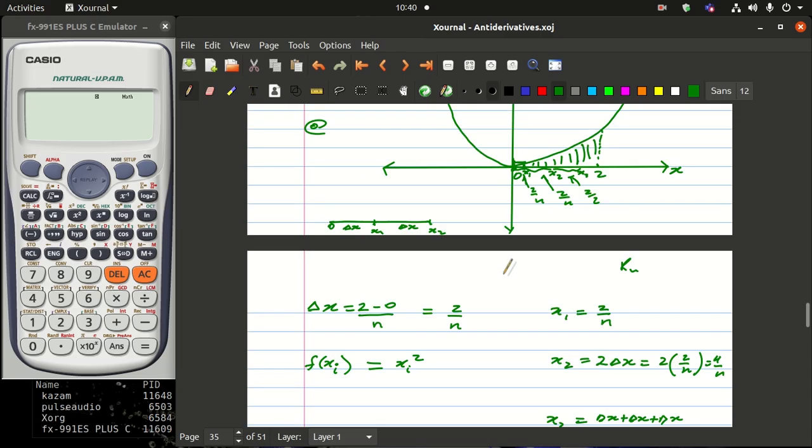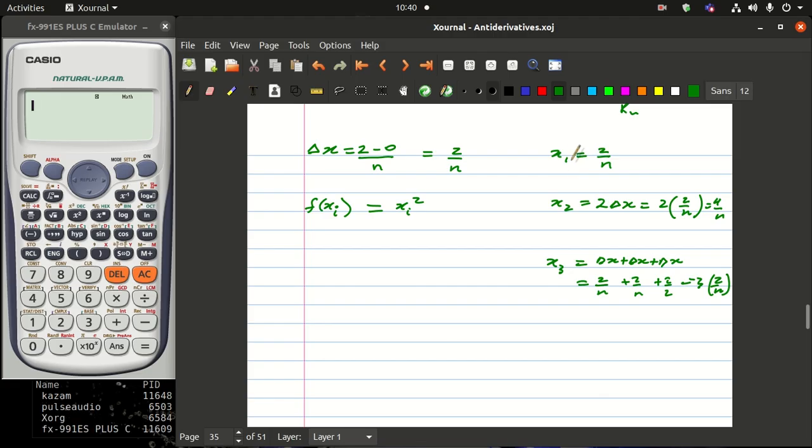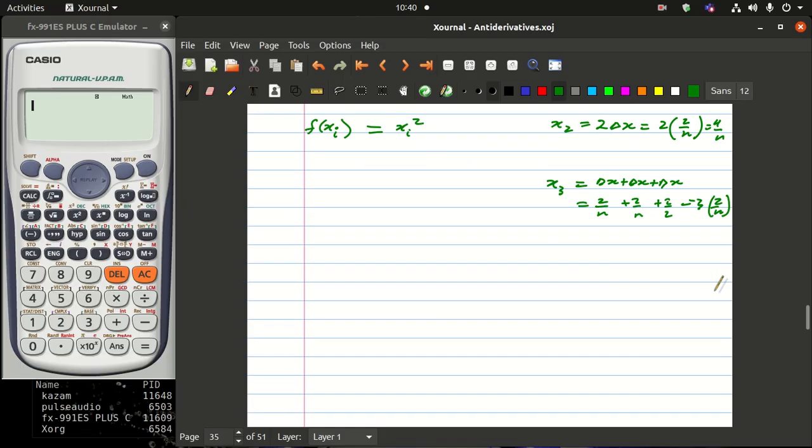As long as you can see that this delta x is the same as 2 over n, and f of xi is xi raised to the power 2, we are good. You can arrive at these things here. The first one, if we're moving from 0, is just delta x, 2 over n. The second one is going to be 4 over n, and the third one is 3 times 2 over n. That is what I want you to realize.